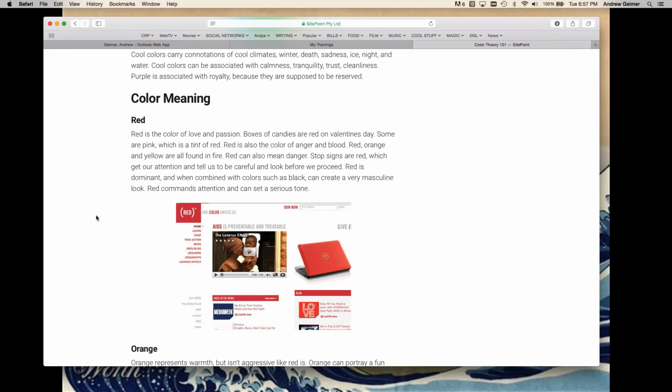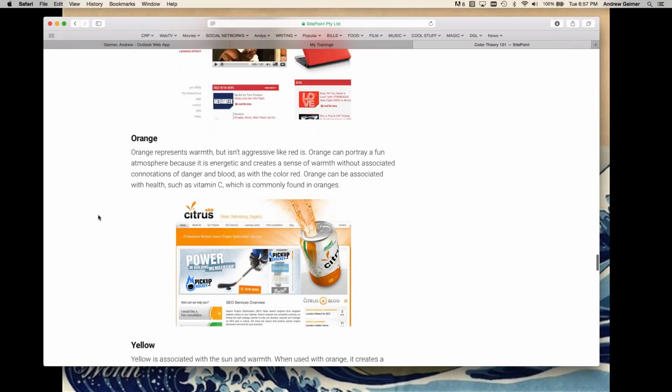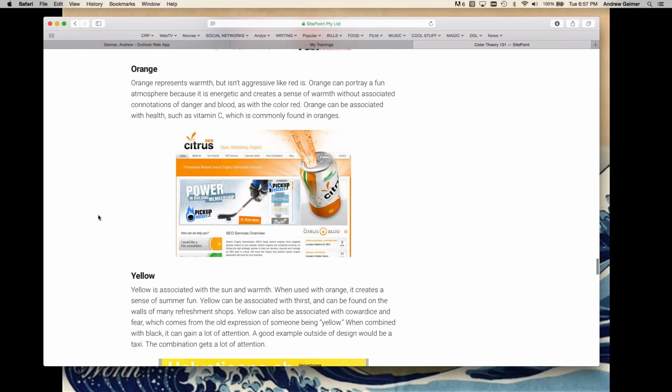When you combine it with colors like black, it can create a very masculine look. So you want to be careful how you use red, because, like I said, red is a very dominant, sort of attention-grabbing color. So you don't want to be too heavy-handed with the red in your designs. The same thing with red, or excuse me, orange. Orange represents warmth, but isn't as aggressive as red is. It can also portray a fun atmosphere because it is energetic, creates a sense of warmth without the associated connotations of danger and blood, the way that red does.